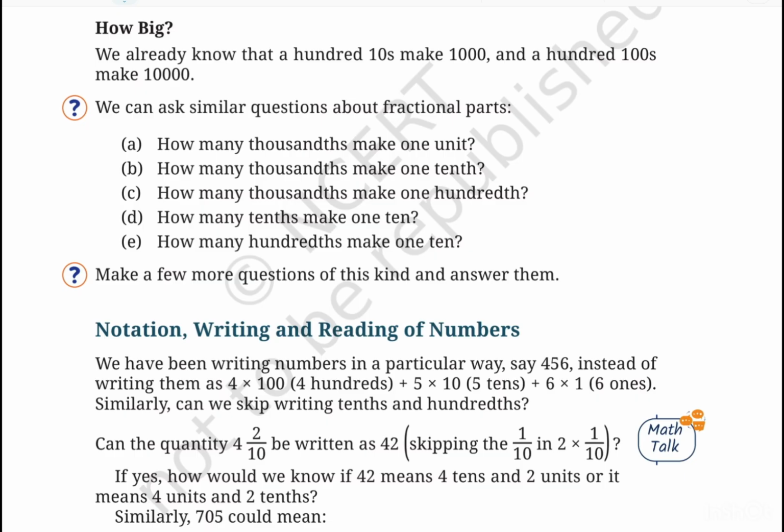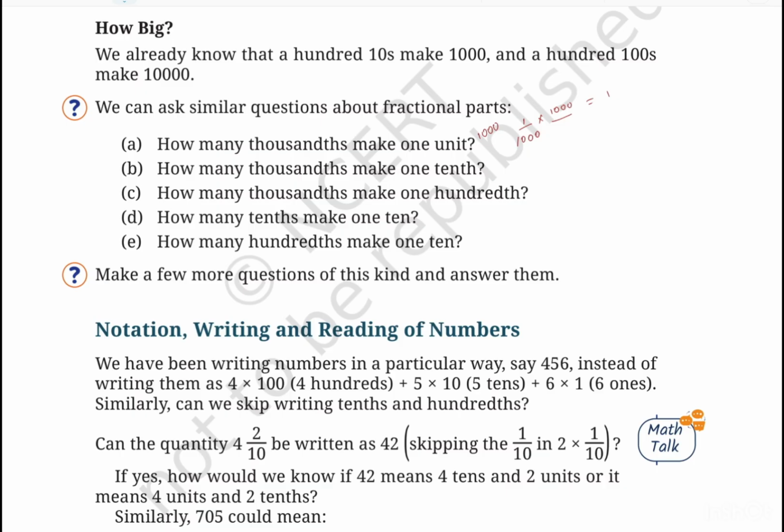So here is a question, how many thousandths make one unit? Thousandths means 1 by 1000, and we have to multiply by a number so that we get 1. That is 1 unit. The number which can be multiplied by 1 by 1000 to get 1, the answer is 1000.